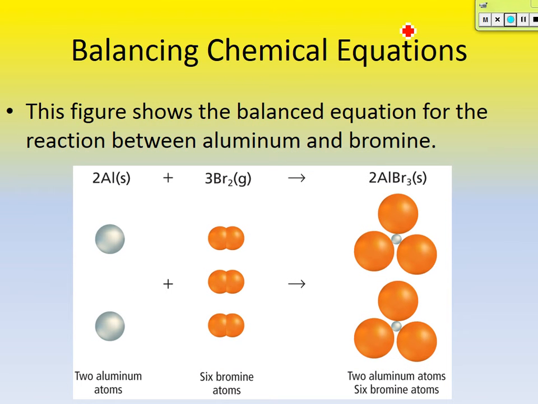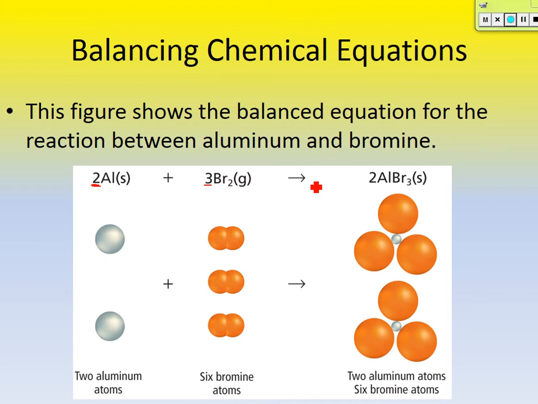In this figure, it shows the balanced equation for the reaction between aluminum and bromine. It gives us this coefficient out in front, this number. You take this coefficient and you times it by the subscript here. What's 2 times 1? 2. So they're showing 2 aluminum atoms. The coefficient here is 3. What's 3 times 2? 6. So we better have 6 bromine atoms: 1, 2, 3, 4, 5, 6.